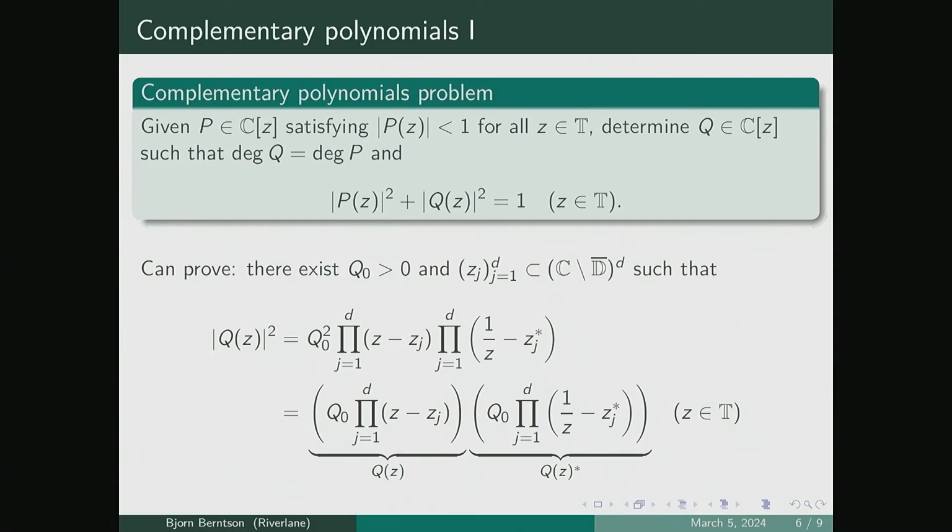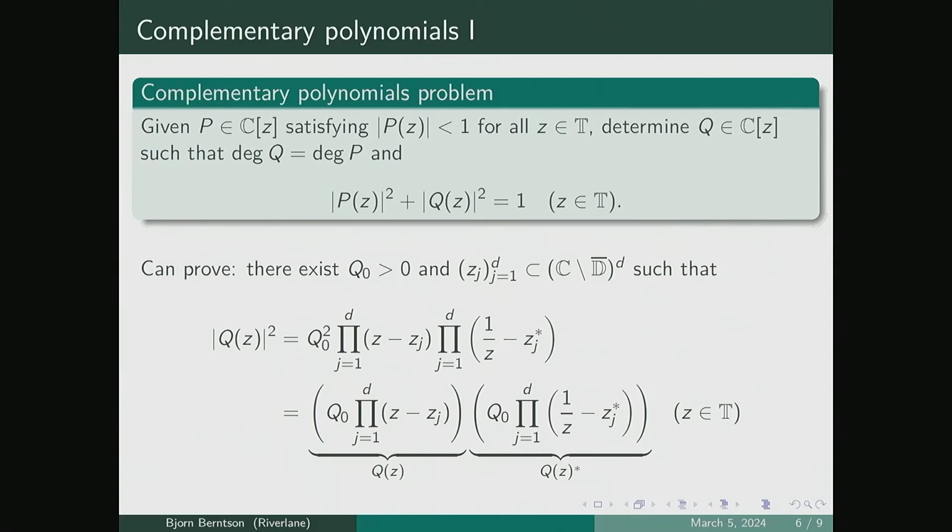To do this, you show that there's a parameter q naught greater than 0 and a sequence of parameters zj that live outside the closed unit disk in the complex plane. So showing this, you can write the modulus of q squared as follows. And in this last line, we can identify the first factor as q, and the second factor is the conjugate of q. So to convert this to a Riemann-Hilbert problem, all we're going to do is take logarithms.